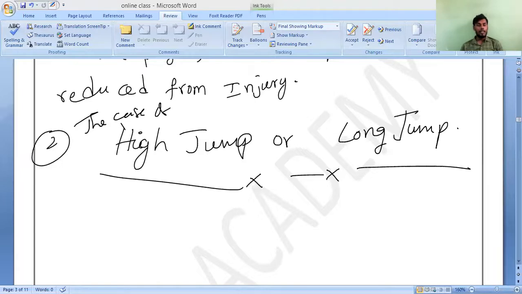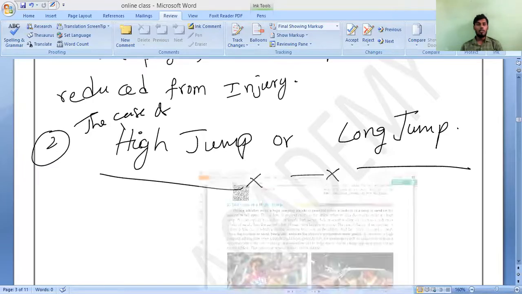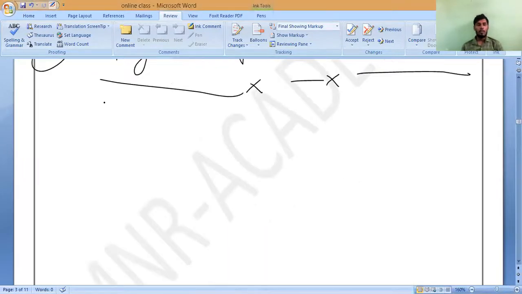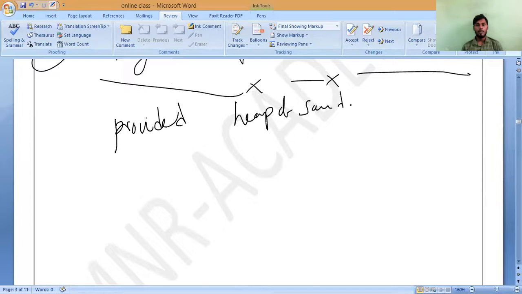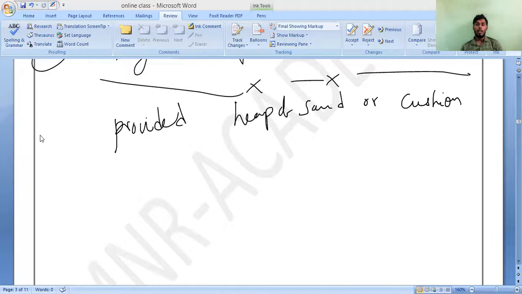A high jumping athlete is provided either a cushion or a heap of sand on the ground to fall upon. A heap of sand or cushion is provided on the ground. Why?